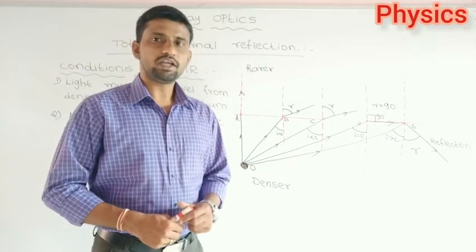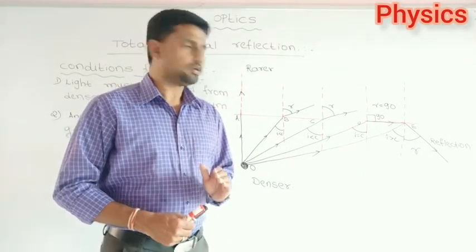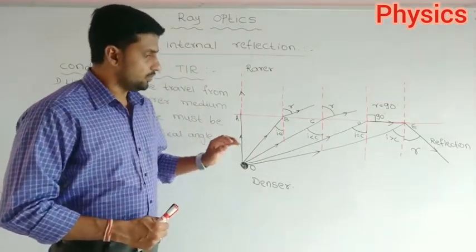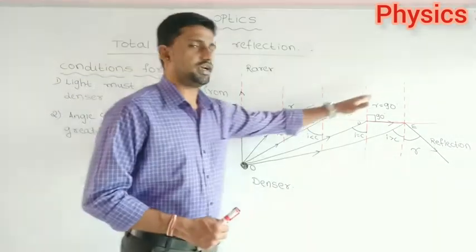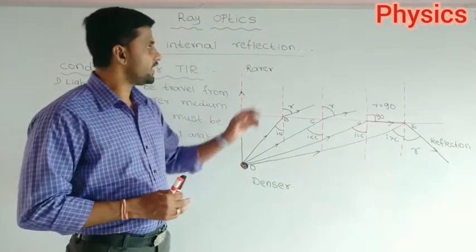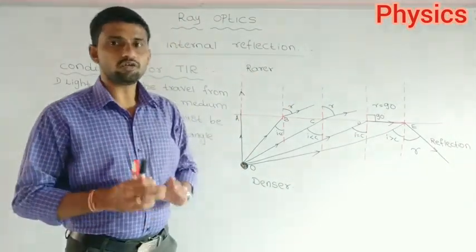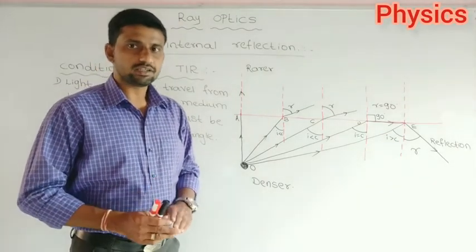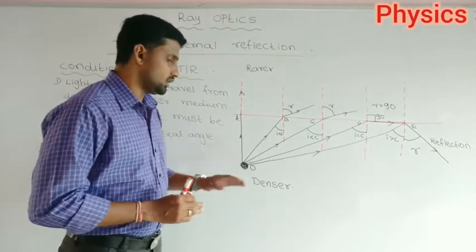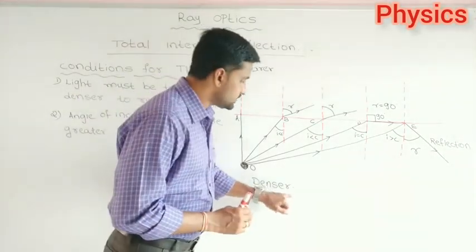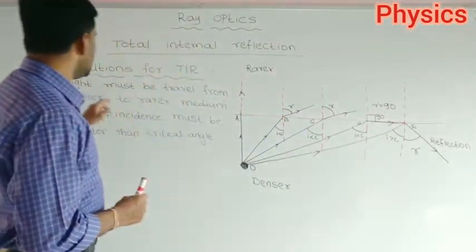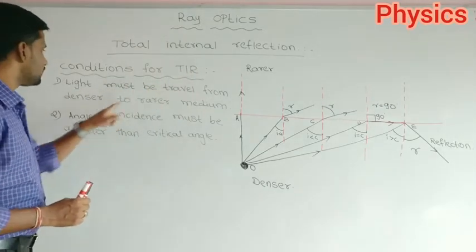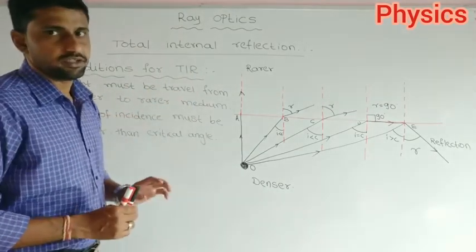To observe total internal reflection, two main conditions are required. The first condition is that the ray of light must travel from a denser to a rarer medium. If you incident a ray of light from a rarer to a denser medium, you will not observe total internal reflection. So the light ray must travel from the denser to the rarer medium. That is the first condition of total internal reflection.